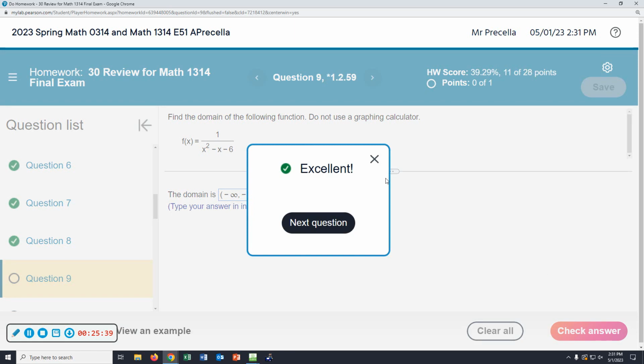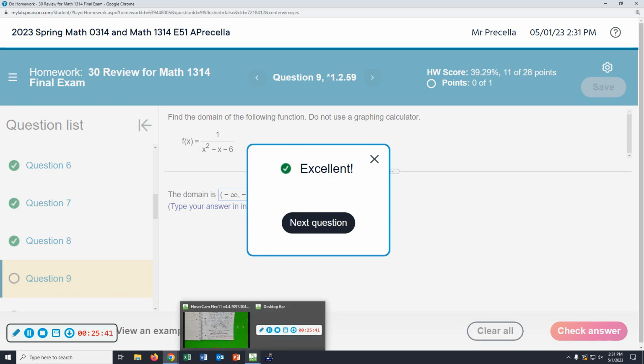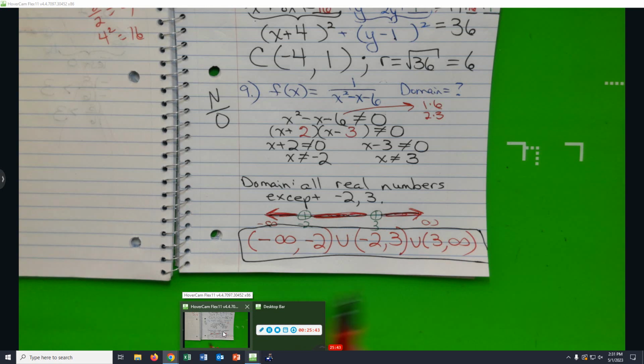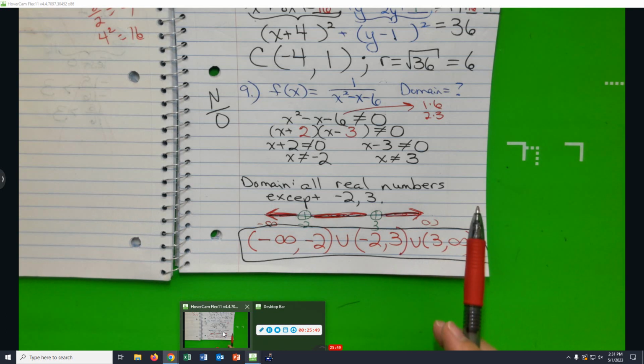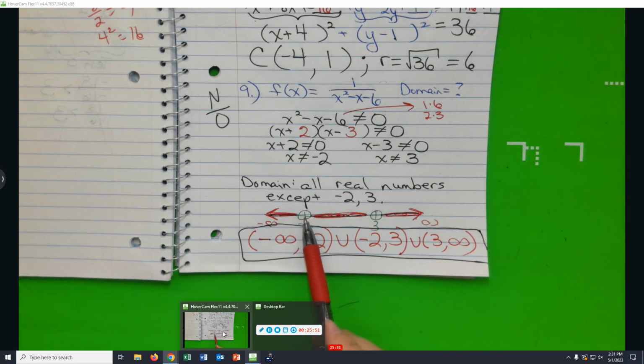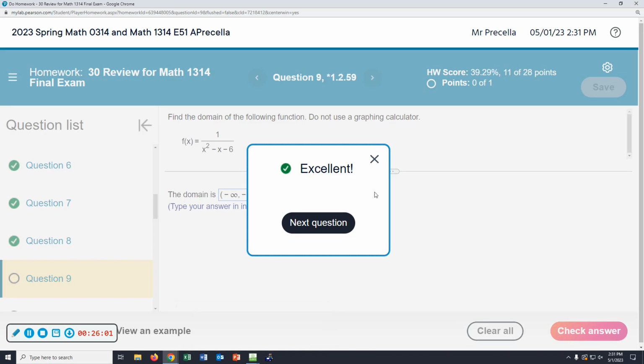And look back here. I want to make a note of this because it's probably the last time I'll be able to. Notice, everything is shaded on the number line. The only numbers that are not shaded are negative 2 and positive 3. And they're not shaded, that's what the open circle means. Okay, number 10.